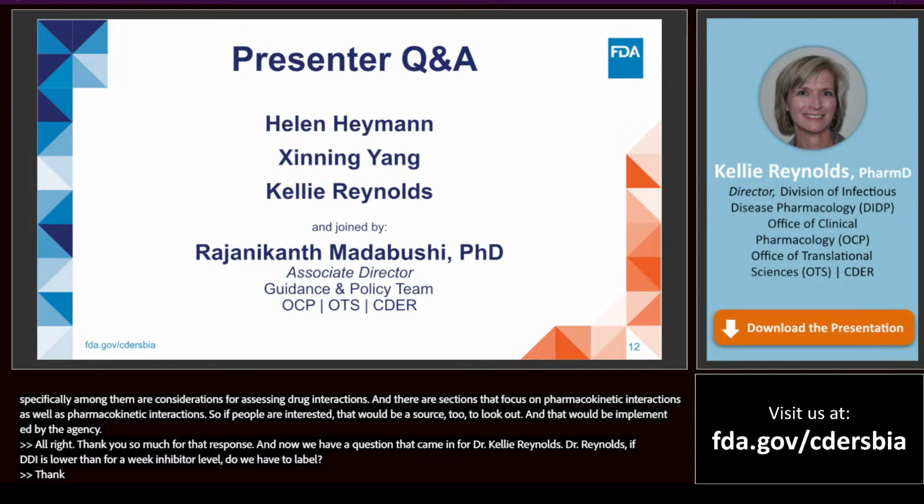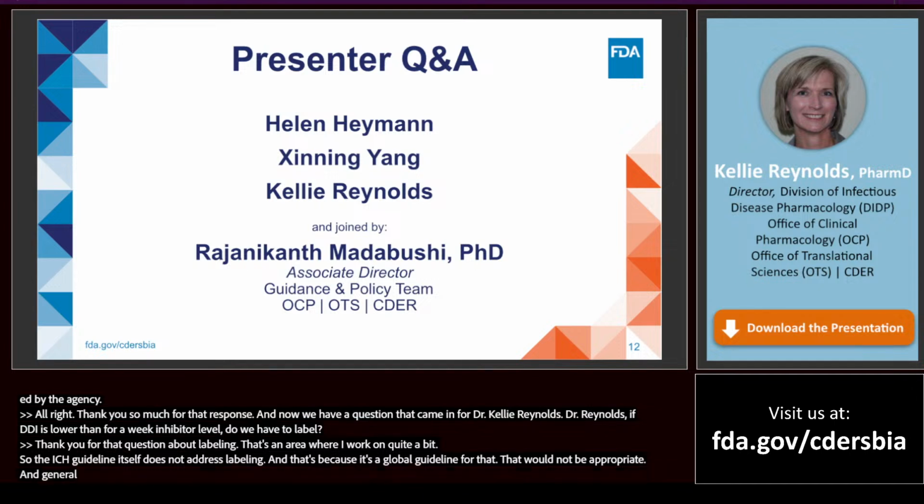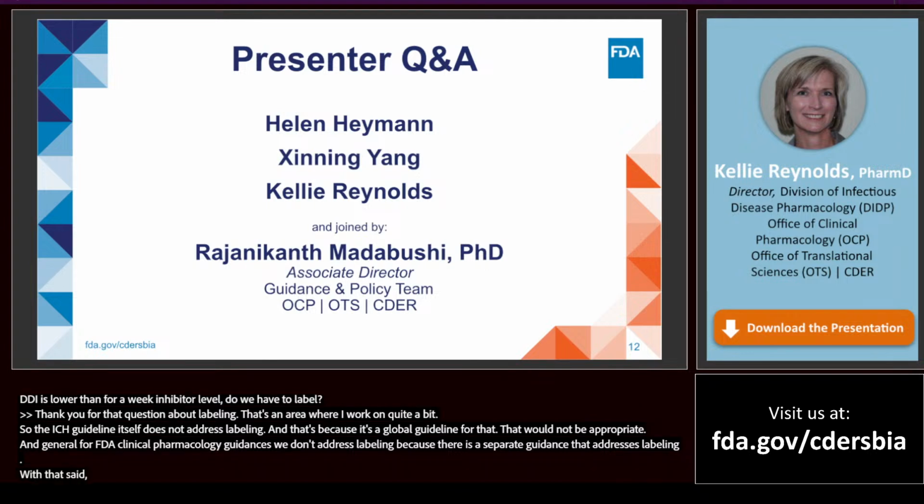Thank you for that question about labeling. That's an area where I work quite a bit. The ICH guideline itself does not address labeling, and that's because it's a global guideline, so that would not be appropriate. And in general, for FDA clinical pharmacology guidances, we don't address labeling because usually there's a separate guidance that addresses labeling. But with that said, in general, for labels in the United States, the in vitro results are usually included in the labeling.